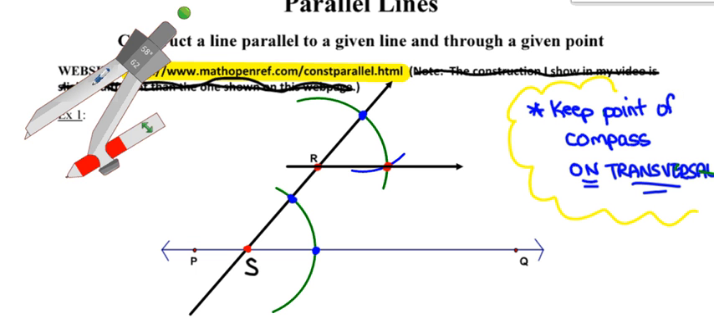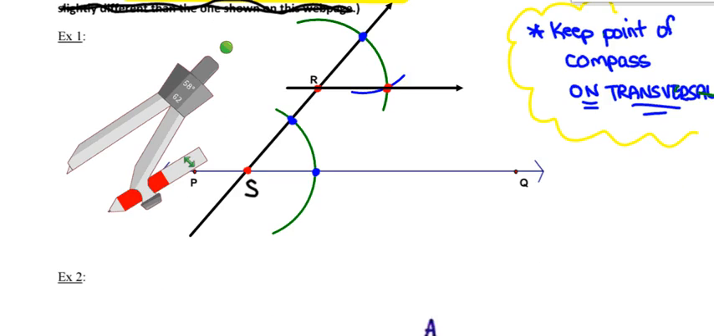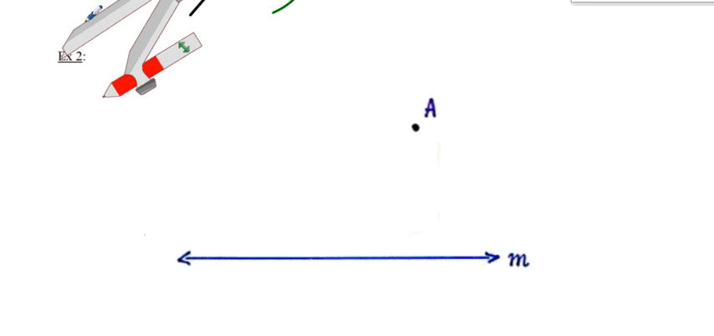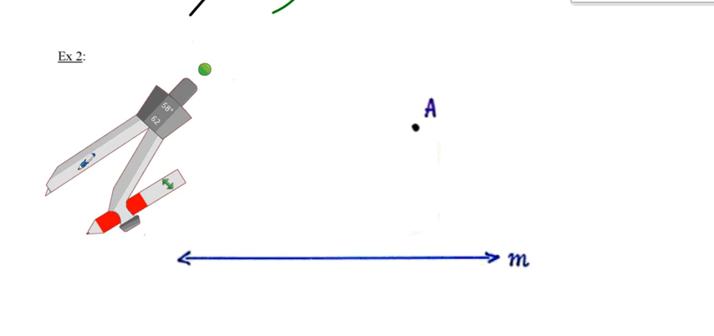So I want to go down and practice one more of these with you because these can be confusing. This is the same idea. Through point A, construct a line that's going to be parallel to line M. So I'm going to start by constructing my transversal. And again, the angle doesn't matter. It's any convenient angle such that that transversal passes through both point A and line M.